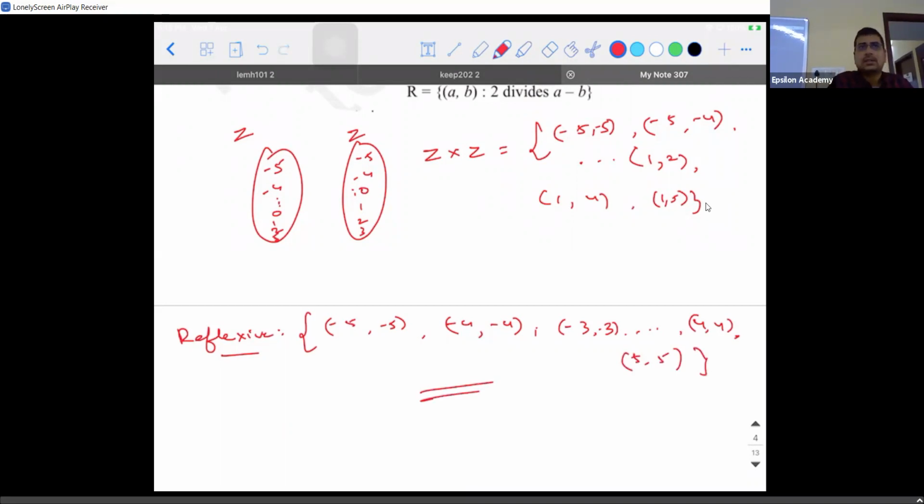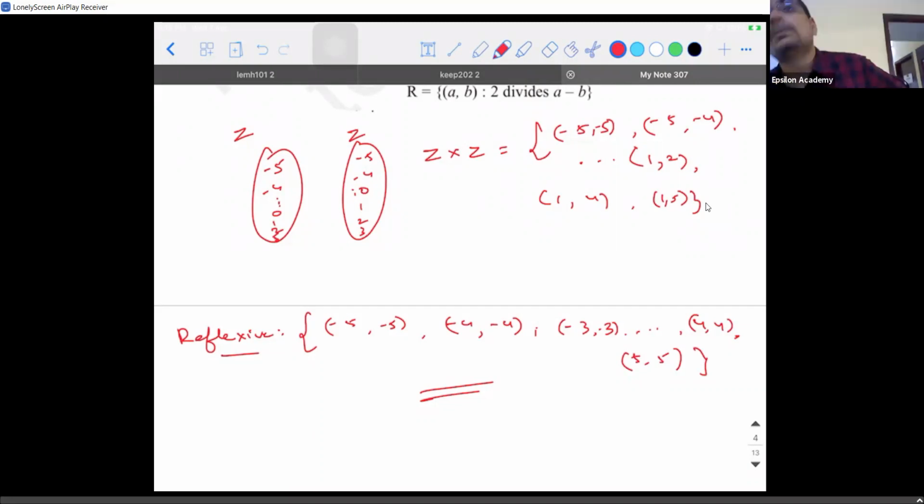Yes, it is reflexive. How you write it as a mathematical statement is: the subtraction of a number from itself is going to be 0, which is divisible by 2. That's the statement. If you read it, that's what they would have given.